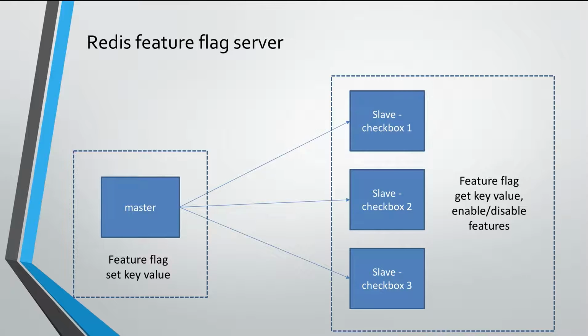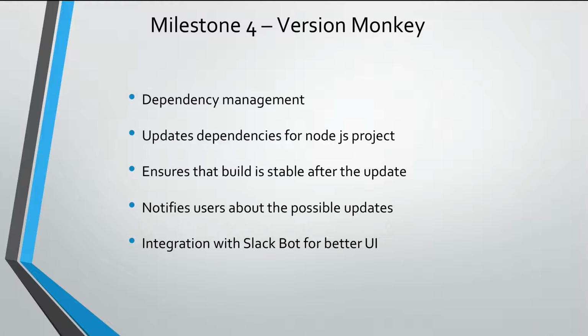We have also implemented the Redis flag feature in which we can enable or disable a particular feature by setting the key value as true or false. We have implemented this for the create study feature and upload feature in checkbox.io.